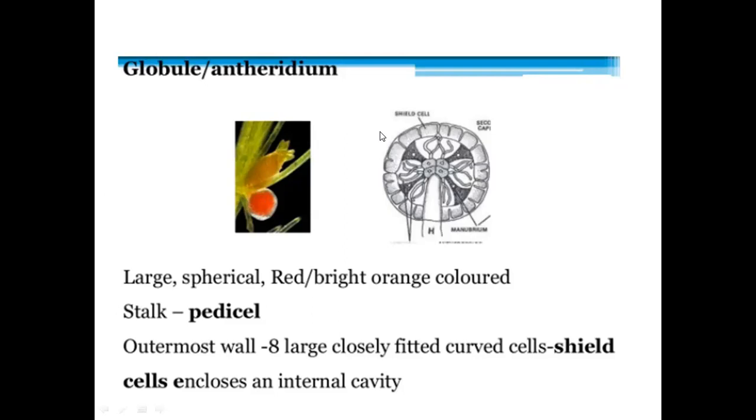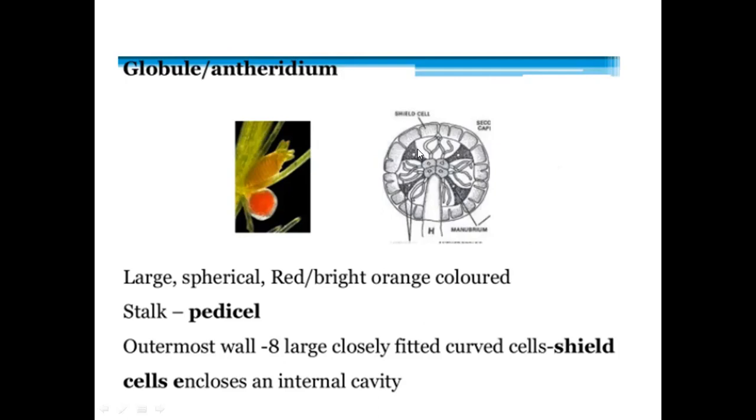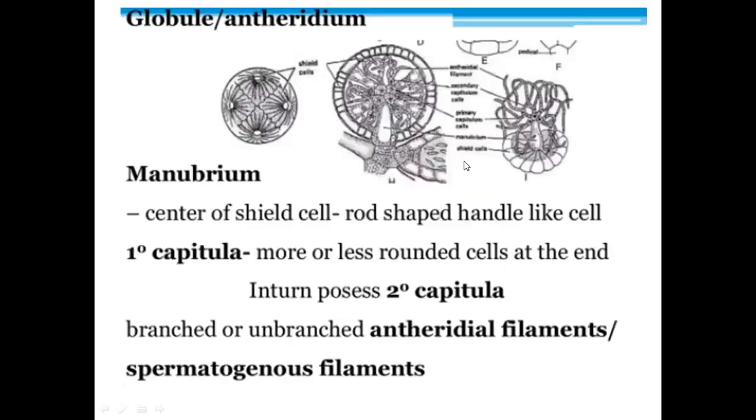And there is an outermost wall, which consists of 8 large closely fitted curved cells, and they are known as shield cells. Here you can see shield cells, that is 8 large closely fitted curved cells, and they enclose an internal cavity. These shield cells protect this internal cavity.